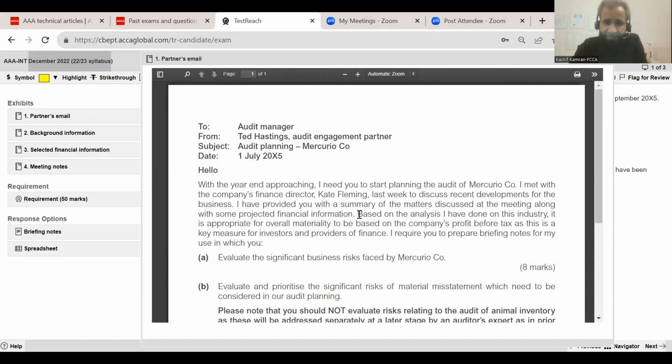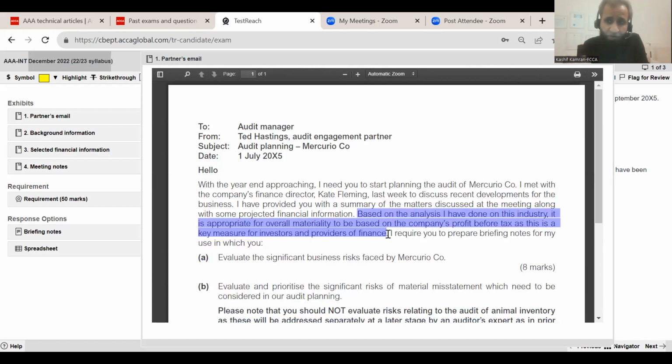And right here, the partner is saying, based on my analysis I have done on this industry, it is appropriate for the overall materiality to be based on company's profit before tax, as this is a key measure for investors and provider of finance. So the partner will tell you the basis on which the materiality is to be calculated for question number 1 when you're writing the briefing note.